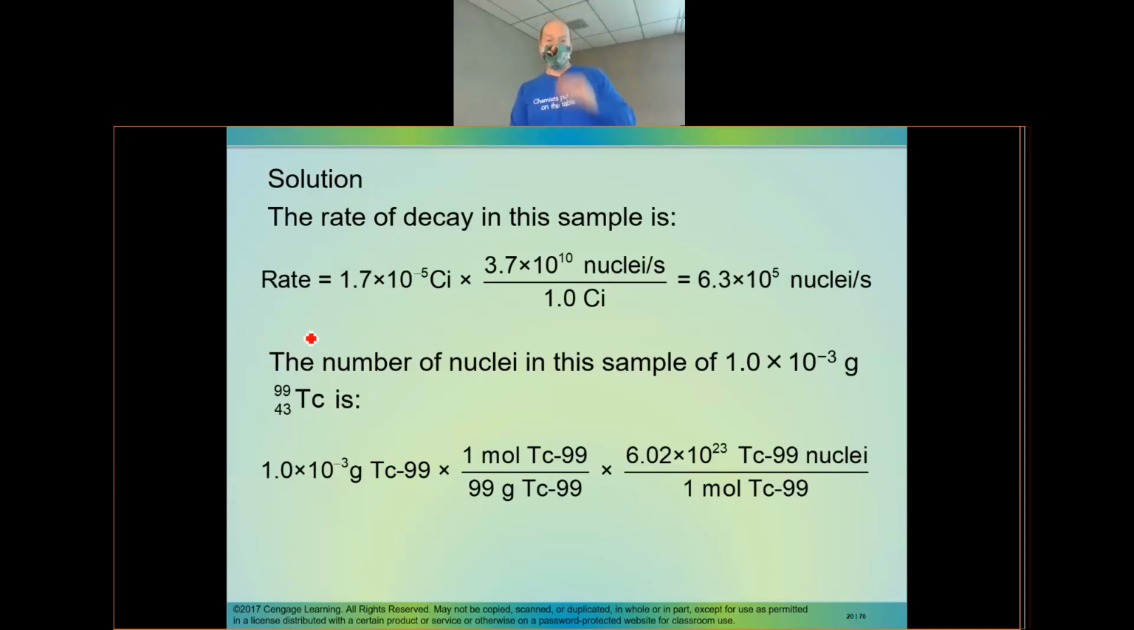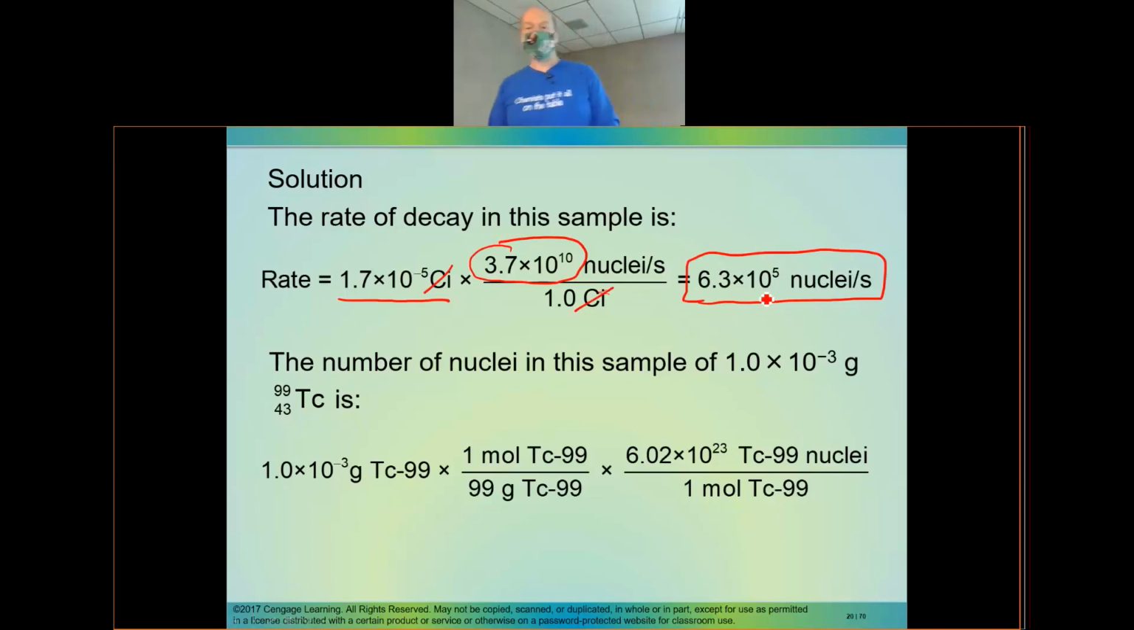All right, so your rate of decay, you put in your rate. That was 1.7 times 10 to the minus 5 curies. Now we have our conversion factor, so this is nuclei per second. This is 3.7 times 10 to the 10th disintegrations per second per curie. So we are canceling out our curies, and now we are getting the number of nuclei that are undergoing this reaction per second.